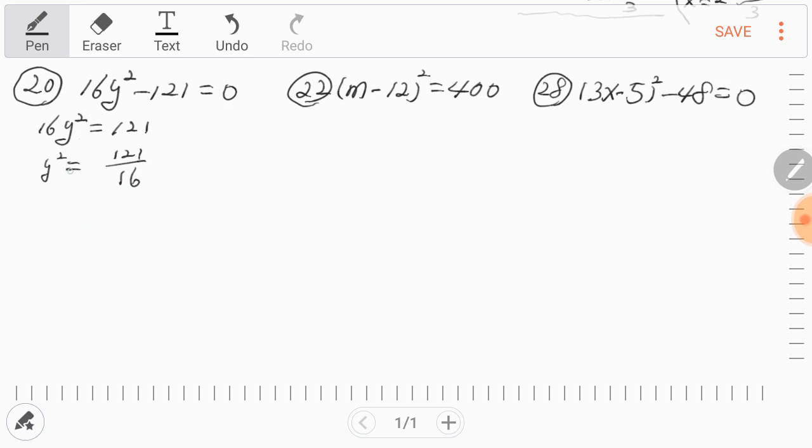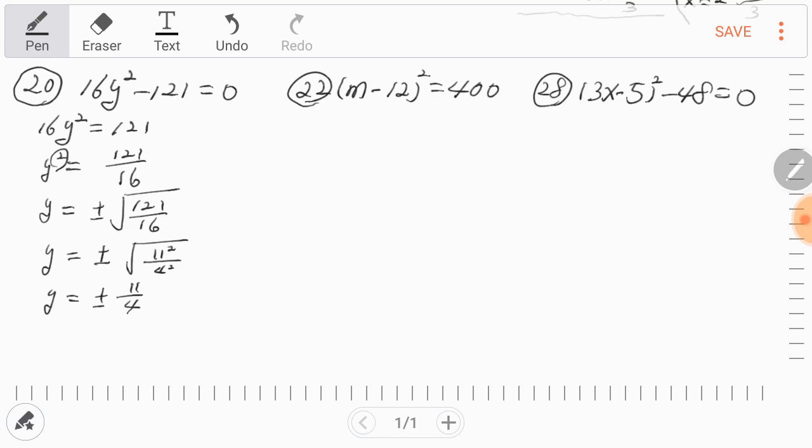And then the left hand side is y squared, so we can get rid of this square. Then the base y is equal to plus or minus square root of 121 over 16. We know that 121 is 11 squared, right? So you can write it like this: 11 squared, and 16 is 4 squared. So y is equal to plus or minus 11 over 4.